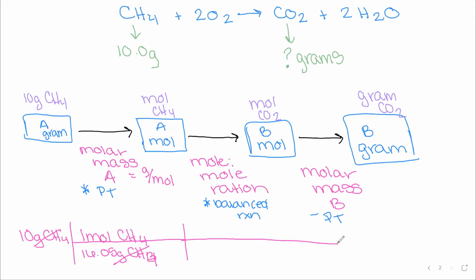Then what I'm going to do is a mole to mole ratio. So I need to look at my balanced chemical reaction. Remember, go back to your balanced chemical reaction. And I want to go between the substance that I was given and the substance that I'm looking for. So because there is no number there, that means that it is 1 mole methane to 1 mole carbon dioxide.